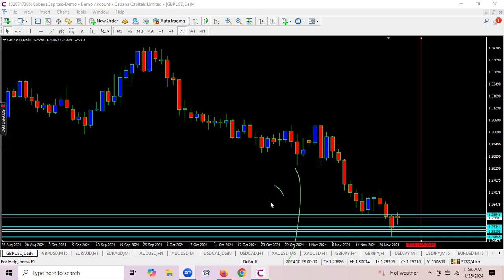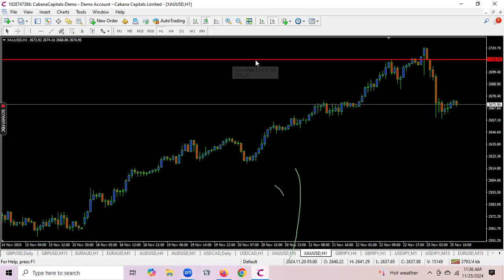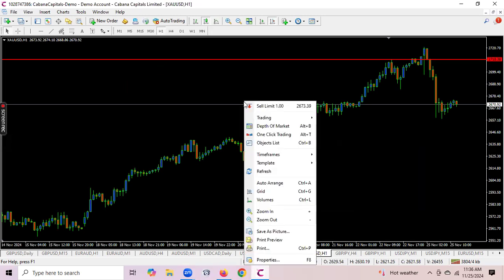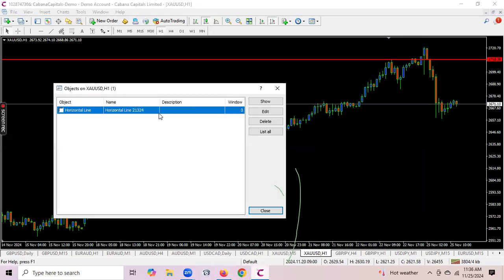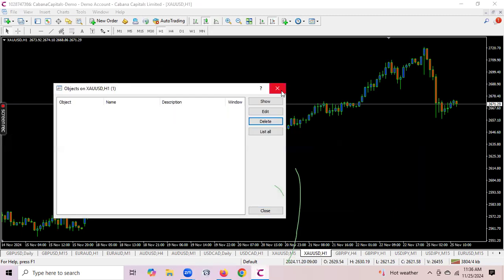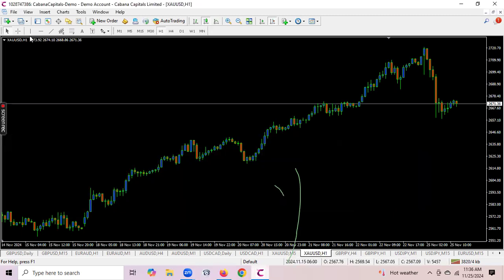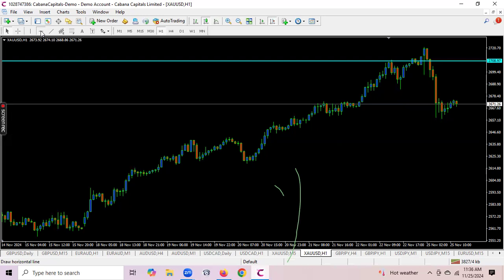Let's look at gold. I was expecting gold to sell, and gold has been selling, I think, since the opening of the market. That was my expectation. It's been selling, but I can't take the trade now. The risk on it is too high. I still want to sell gold today.